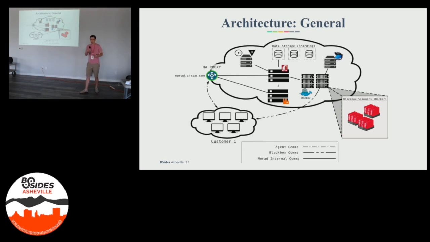And Consul is used for service discovery. It's not terribly exciting. Vault, we use that for all of our secret storage, and so all of our results are encrypted at rest, as well as all usernames, passwords, configuration settings, things like that. And it's all running behind an HAProxy.